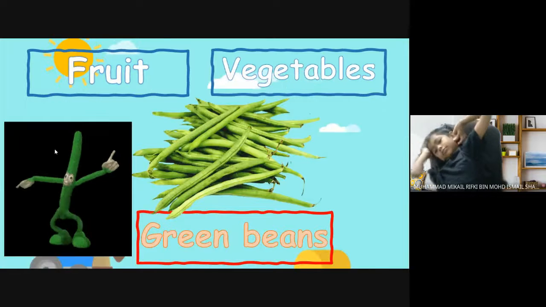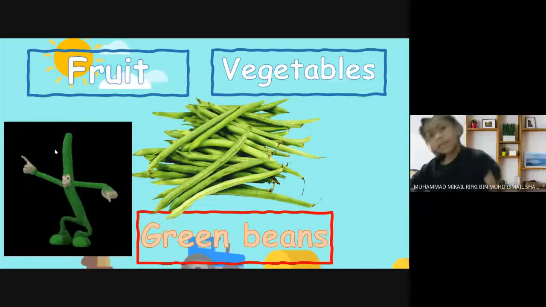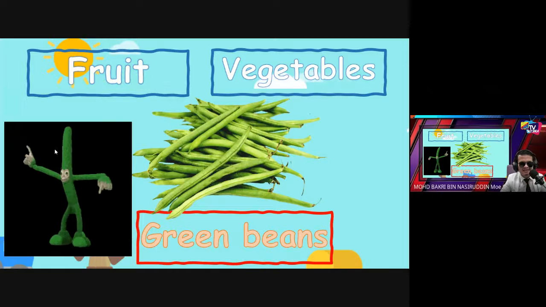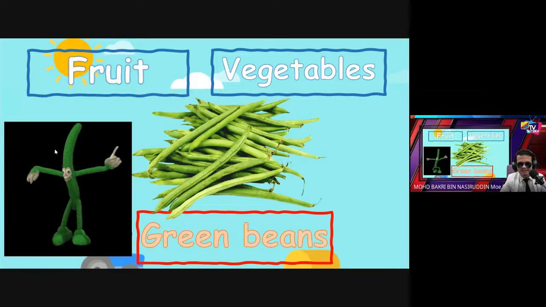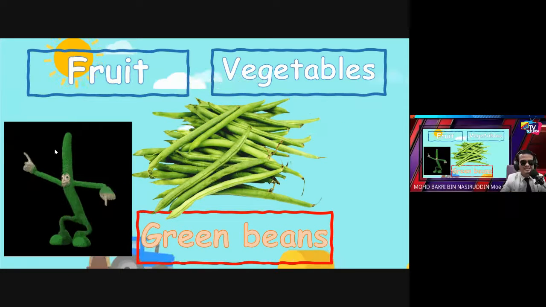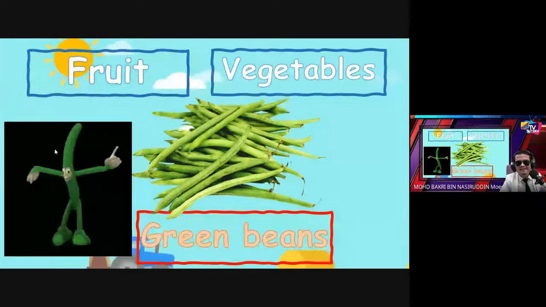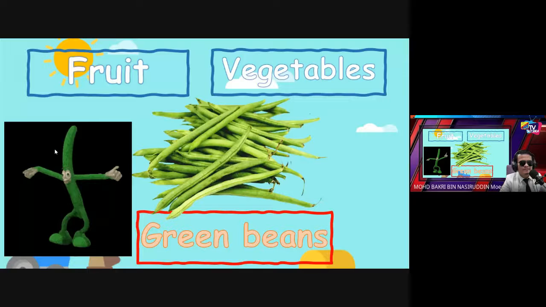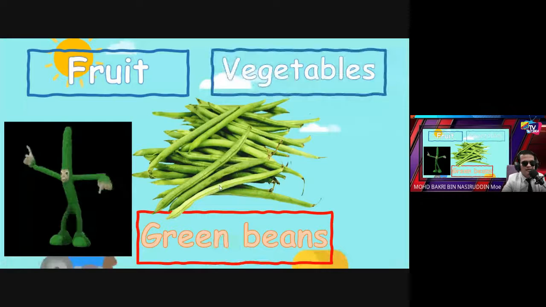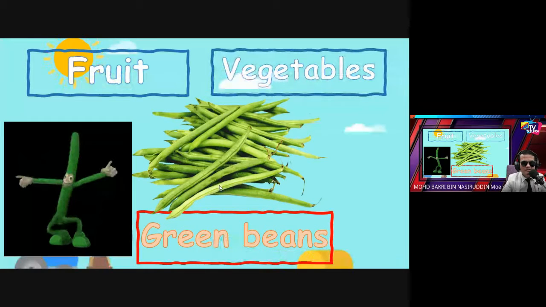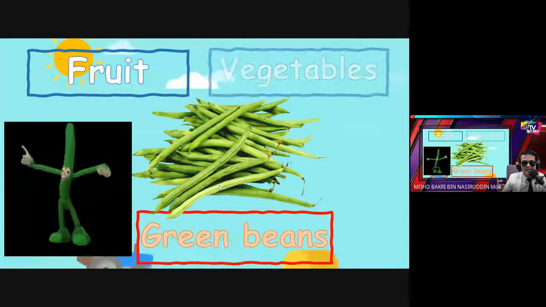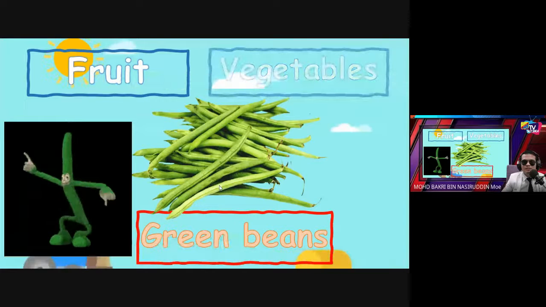Okay, next one is green beans. Fruit or vegetable? Vegetables. Okay, very good, everyone. Green beans are vegetable. Kacang ni ialah vegetable. If you like this vegetable, you can say green beans are my favorite vegetable. Okay, now next.